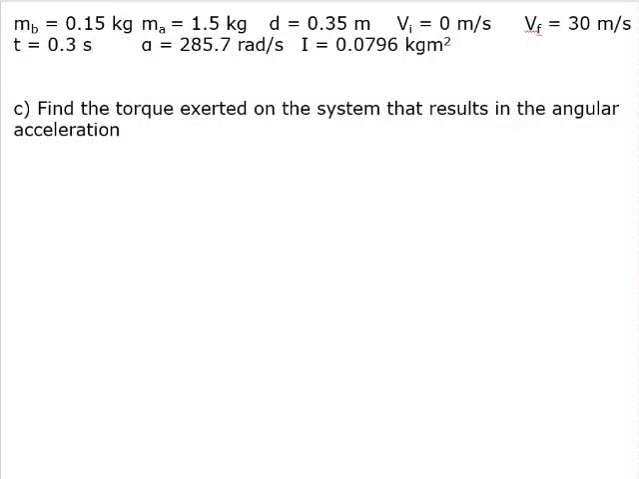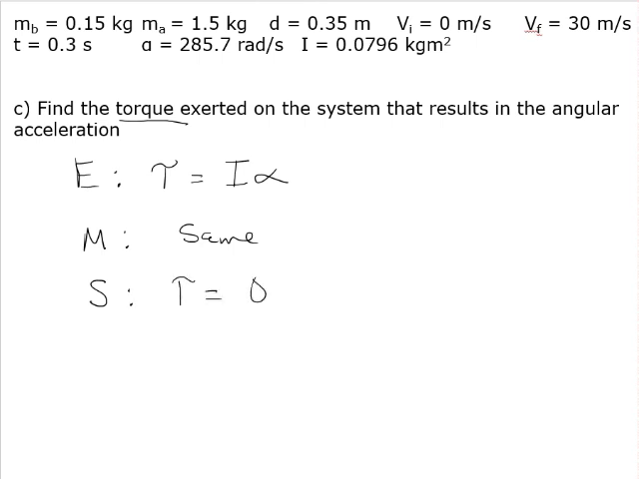The final part of this question is to find the torque that's exerted on the system that results in the angular acceleration. Our equation is torque is equal to moment of inertia times the angular acceleration. This equation is essentially the same because we already know the other two components. So our torque is equal to 0.0796 that we calculated in part B times our angular acceleration of 285.7 radians per second squared that we calculated in part A. And we end up with 22.7 Newton meters.